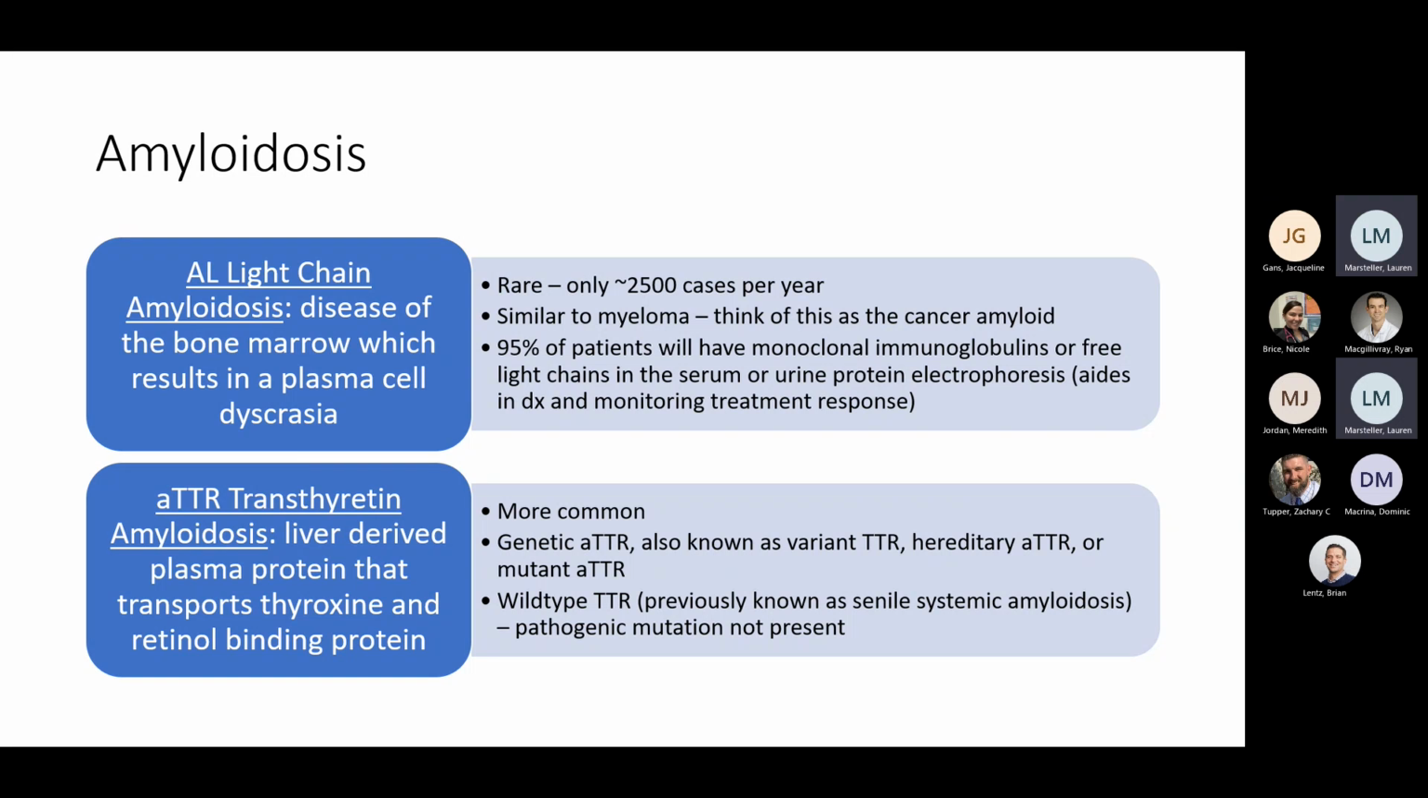On the flip side, we have our ATTR transthyretin amyloidosis, and that comes from a liver-derived protein. That is the more common amyloidosis that we see. And that can further be subdivided into either a genetic form or a wild type. The wild type typically presents later in life after age 70, but the genetic can show up anytime, like middle age. African Americans seem to have it a little bit more commonly, but transthyretin amyloidosis is the more common form that we see.